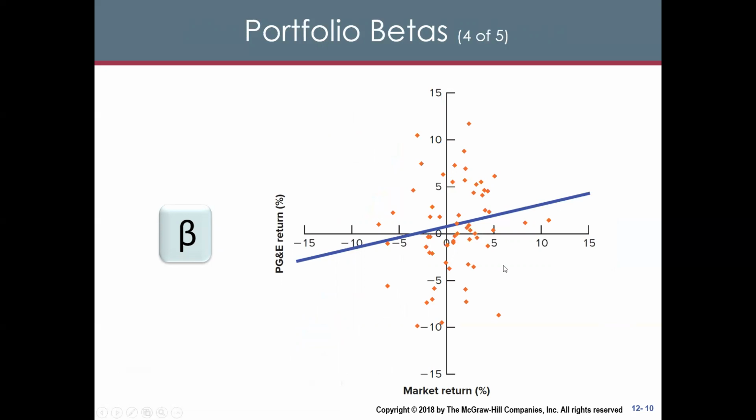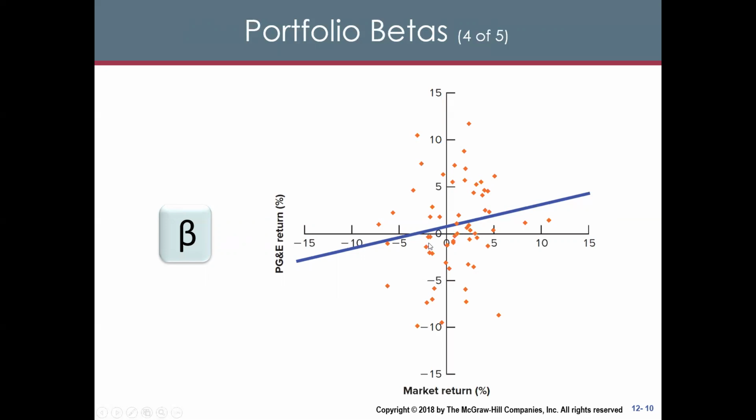So the beta is also the slope of the regression. If we run the regression with the market return as x, and the single stock return as y, the beta is just the slope here.